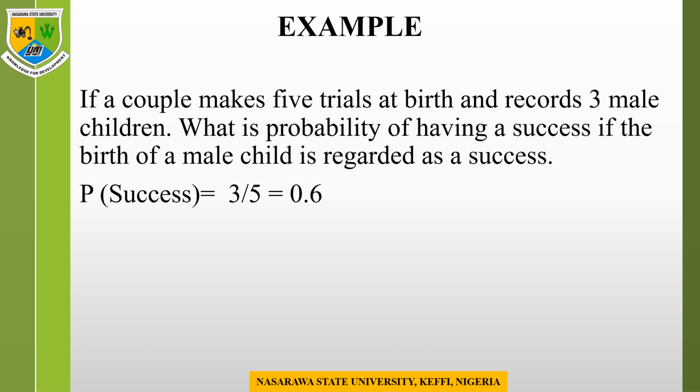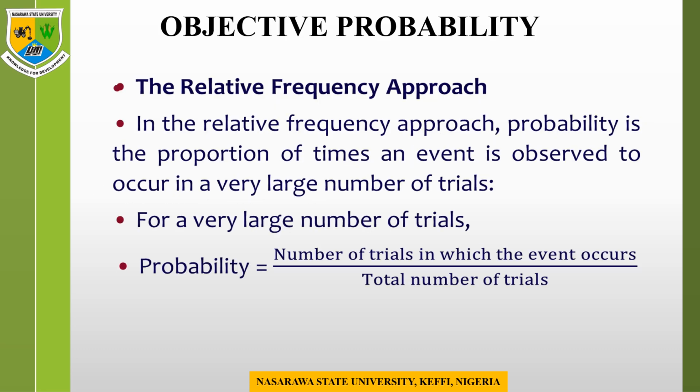The probability of having a success is 3/5 because the sample space, that is the total number of trials, is 5, and the number of successes is 3. This means the probability of getting another male child is 0.6, which is the same as 60%. So there is a 60% chance of still having a male child if they make another trial.